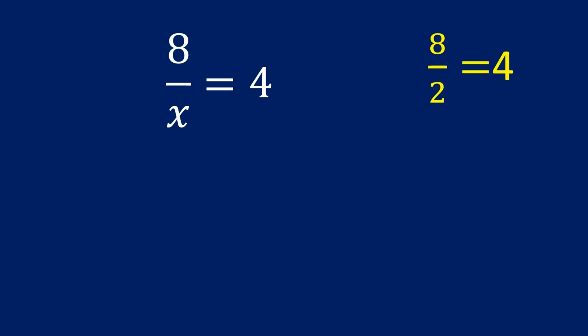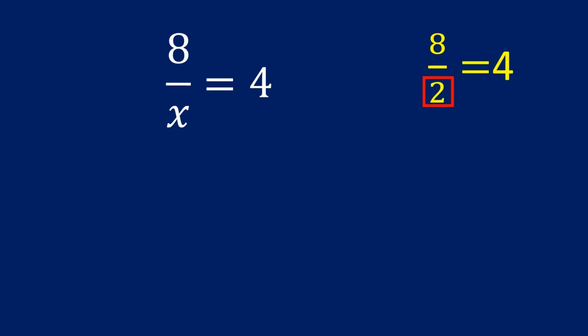Now, what if we had a fraction, but this time x is in the denominator of the fraction, instead of the numerator, the top portion of the fraction? So what do you think we need to do in this case? Well, let's do it mentally. 8 divided by what number is 4? Well, we know that 8 divided by 2 is 4, so therefore x has to be equal to 2.